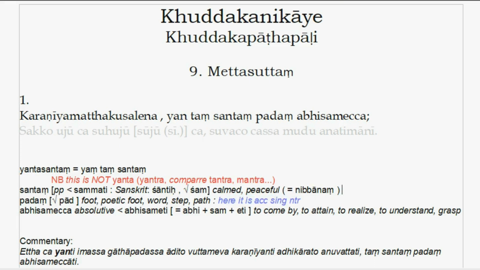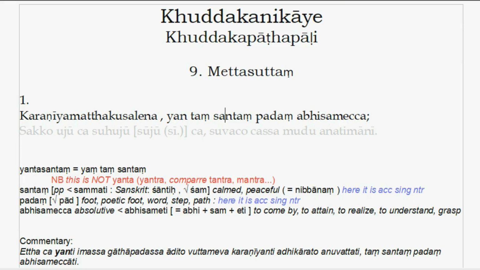So we can put these two together as something like the peaceful path, the tranquil path. And putting that together with our absolutive, having grasped or realized or attained the tranquil path. Now, there's actually another slightly different way we can understand this. Santang could also be a neuter noun, meaning peace, or really standing in for nibbanang, nirvana.